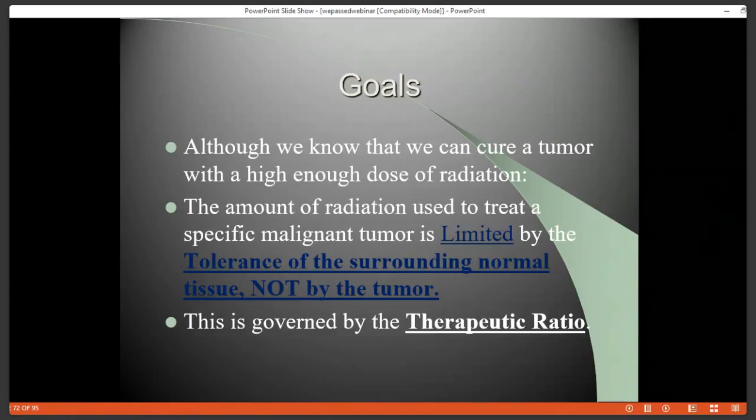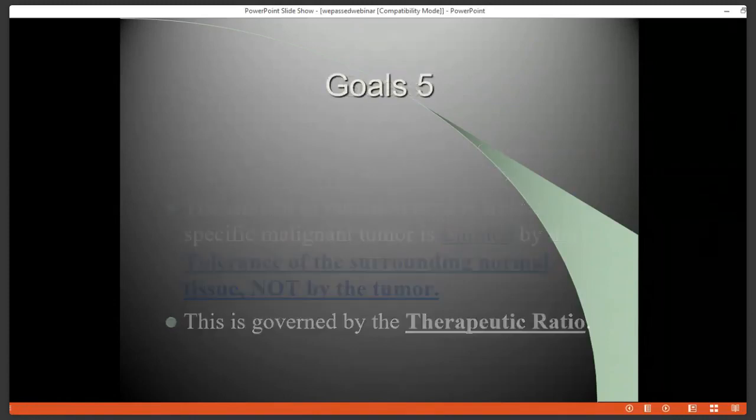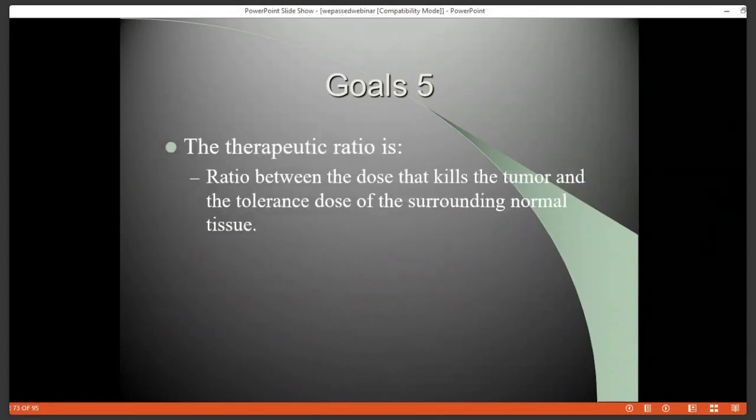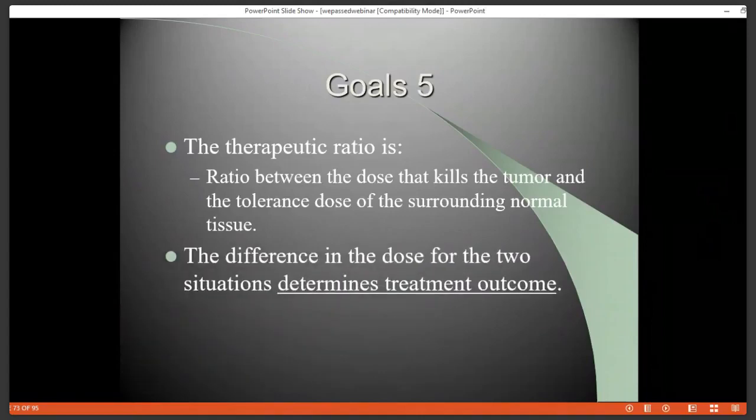This look at the healthy tissue doses and tumor curative doses is governed by something called the therapeutic ratio. The therapeutic ratio is the ratio between the dose of radiation that is able to kill the tumor and the tolerance dose of the surrounding normal healthy tissues themselves. The difference between those two doses can determine treatment outcomes, so they're really important to look at.